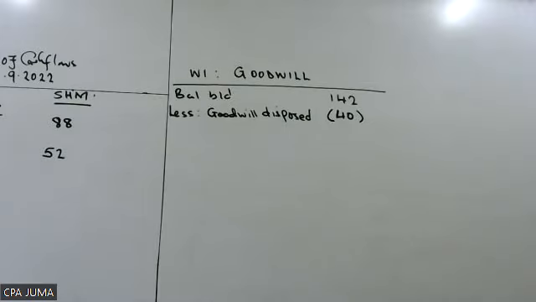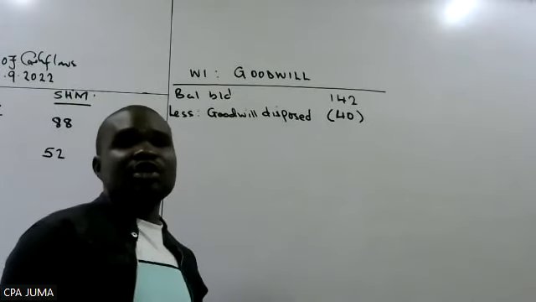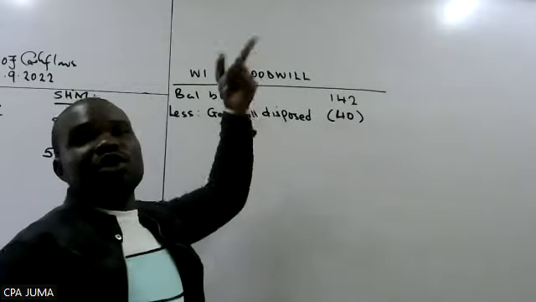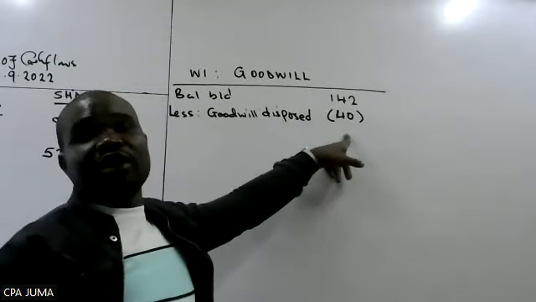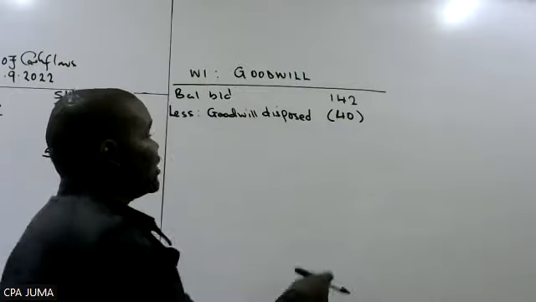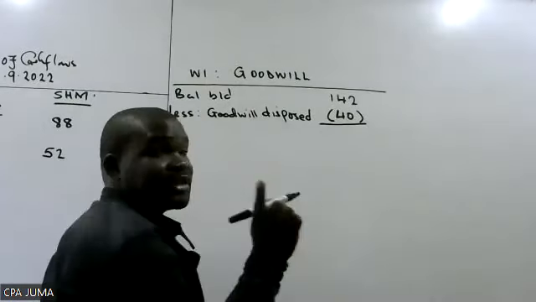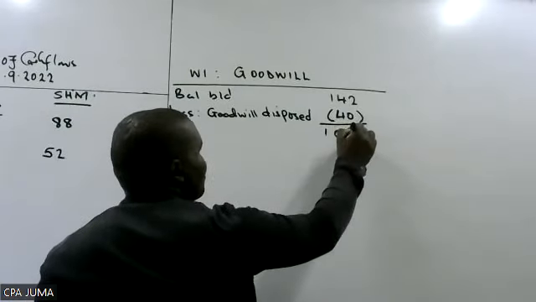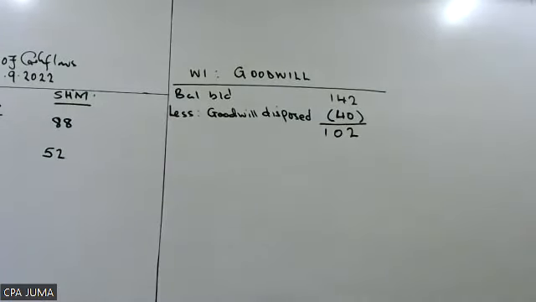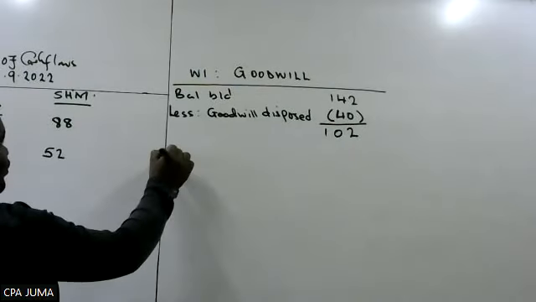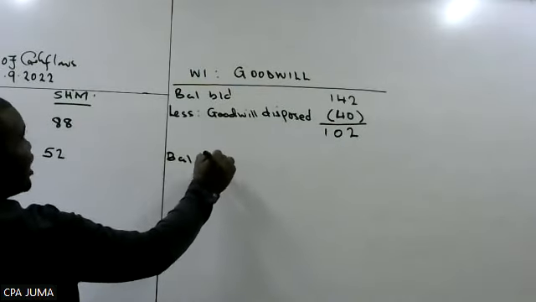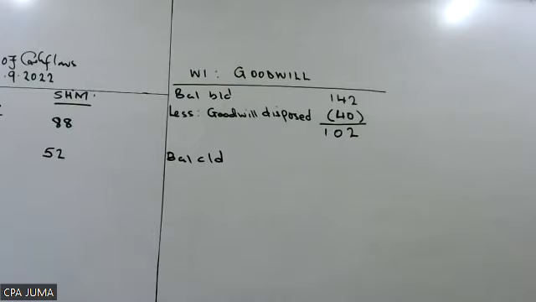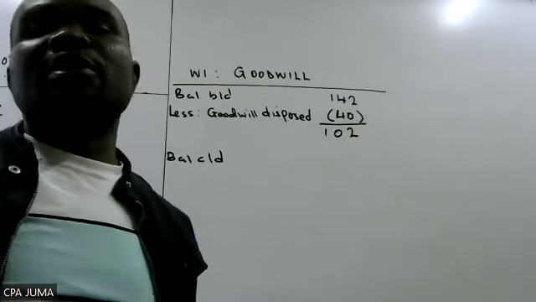So it means the closing goodwill, we started with 142. We sold a subsidiary, and the subsidiary had goodwill of 40. So our expected closing will be 102. The closing should be 102. Skip one line. Check if it tallies with the closing; if it agrees, then there is no impairment.